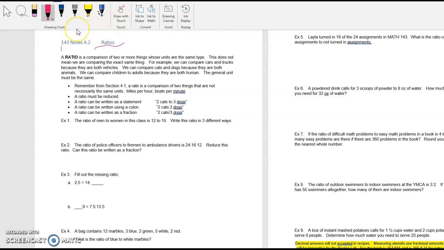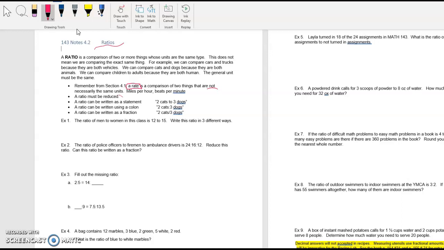All right, this is different from section 4.1. In 4.1 we studied rates. A rate is a comparison of two things that are not the same unit. So rates do not have the same unit. And here are two examples. Miles per hour. Miles and hours don't have anything to do with each other. Same thing here. Beats per minute, like your heart rate, for example.